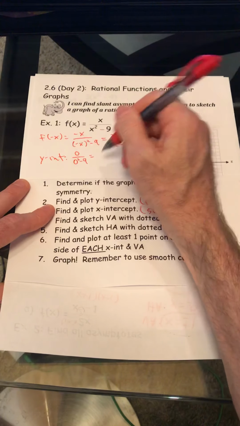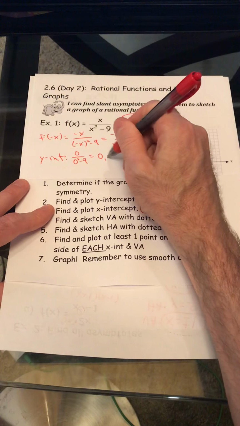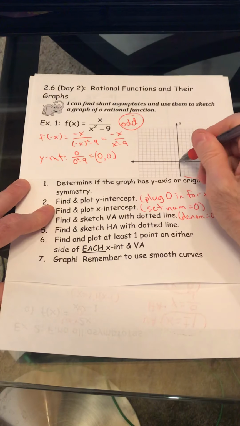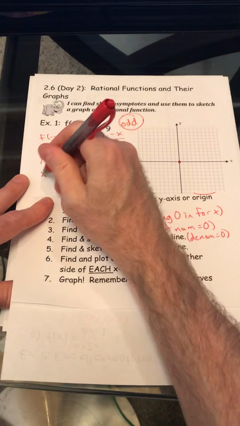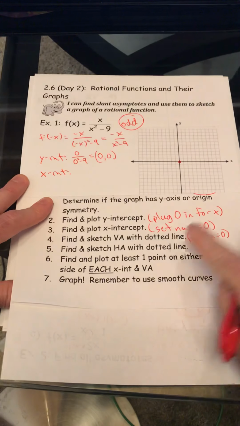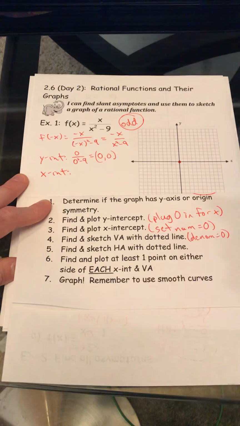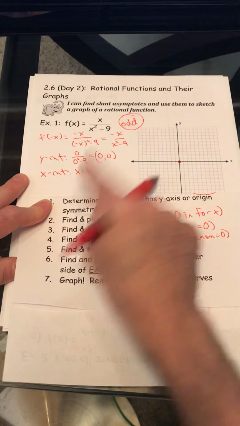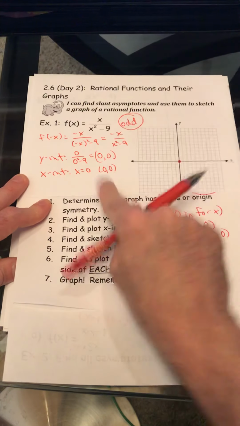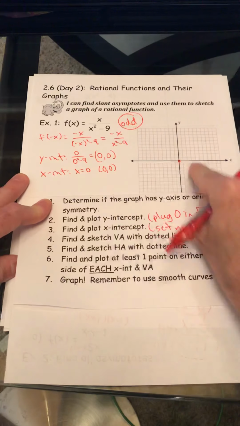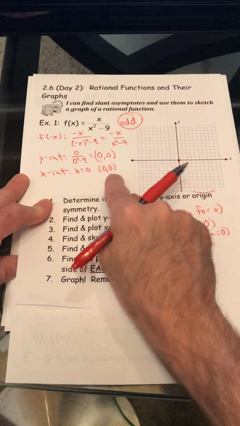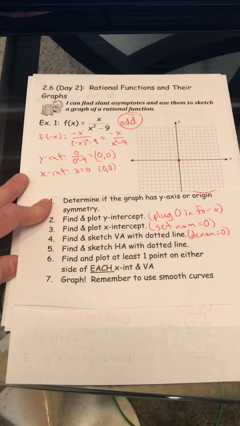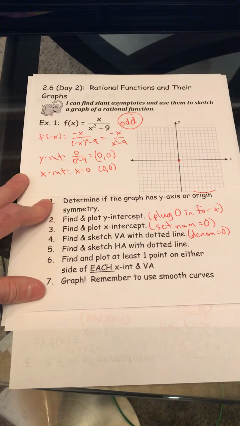Alright, from there, the y-intercept, well, plug zeros in for x, so 0 over 0 squared minus 9, that's 0 over negative 9, which is 0. So our y-intercept is 0, 0. The x-intercept, set the numerator equal to 0. Well, there it's just x equals 0, which is also going to be the origin. Hopefully it makes sense that if it crosses the y-axis at 0, it will also cross the x at 0. So you can have some overlapping things like that.